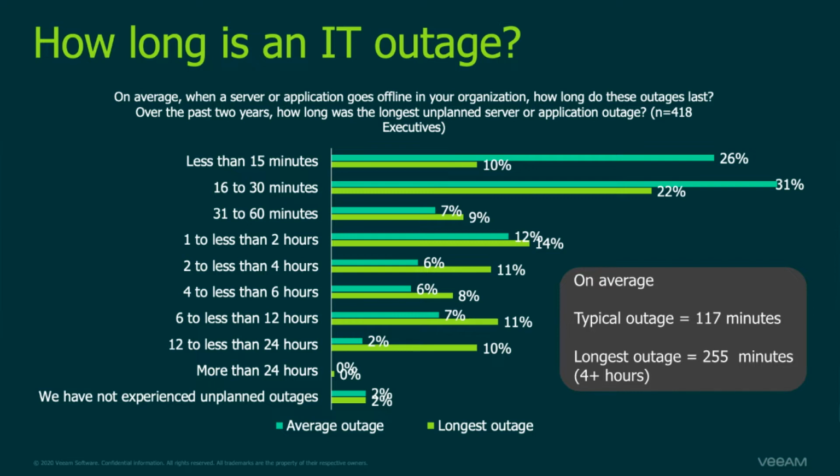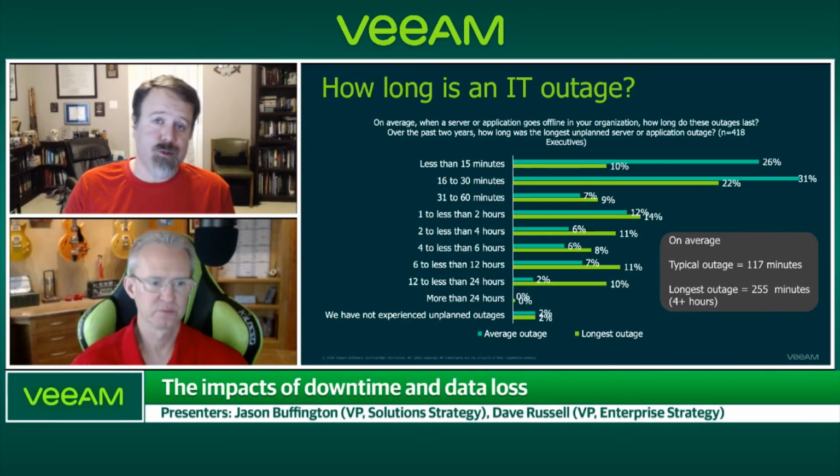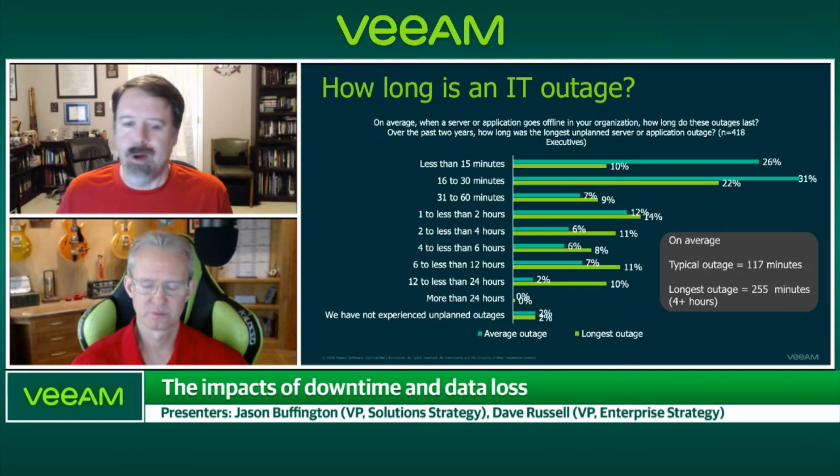But conversely, look at the bottom: only 2% for average, 2% for longest, say we have not experienced unplanned outages. Yeah, I think that means 2% of organizations have poor monitoring, is how I read that. When 2% of the organizations said we have not experienced any unplanned outages, in 30 years, I've never met an organization that could actually make that claim. So I would argue, with no disrespect to those 2% of respondents, you probably have poor monitoring skills or poor event logging.